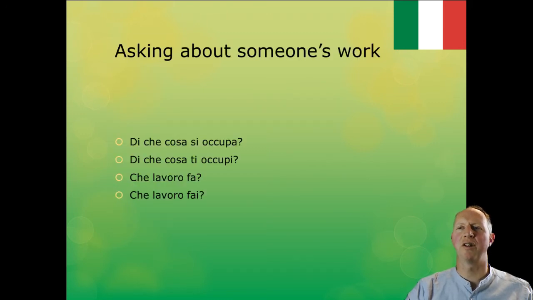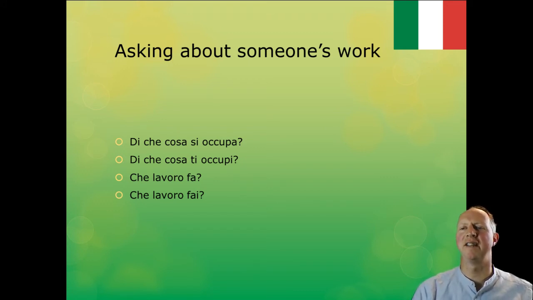But first, how do you ask about someone's work? So a common way of asking what someone does for a living is di che cosa si occupa, speaking formally, or to make that an informal question, di che cosa ti occupi. Or another way of saying it is what work do you do, so using fare again. So che lavoro fa, what work do you do? Or che lavoro fai, speaking informally. Che lavoro fai?